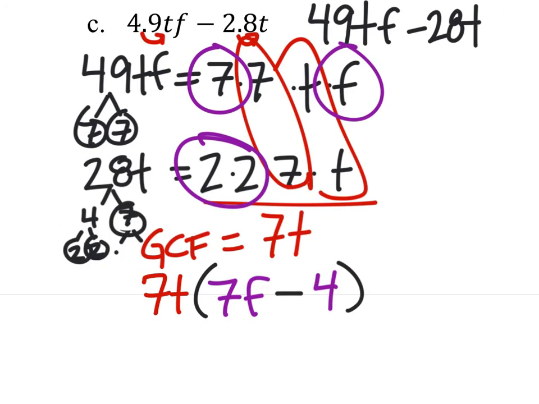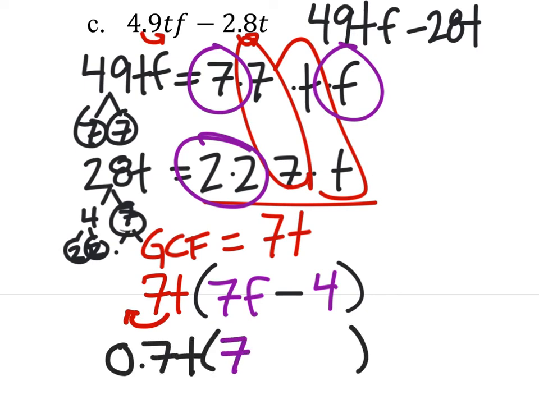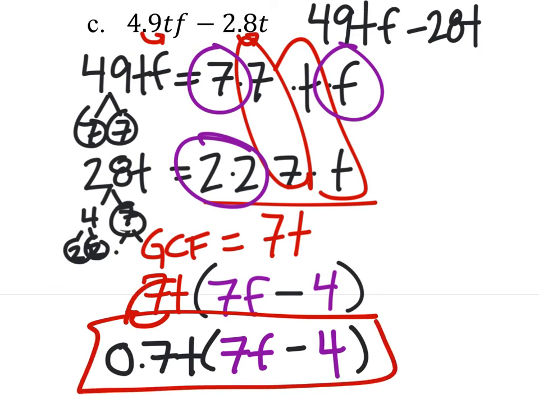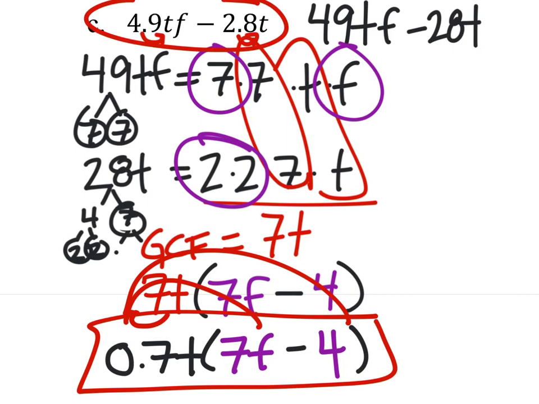So in the beginning of this, remember we moved the decimals up in count. So we need to move the decimal just in the greatest common factor back to the left one, because in the beginning we moved it to the right one. So the actual answer would be 0.7T, and inside the parentheses remains the same. And the nice thing about this is if you were to check this, if you were to redistribute that 0.7t, you would get exactly what we started with, which is how you would check your answer.